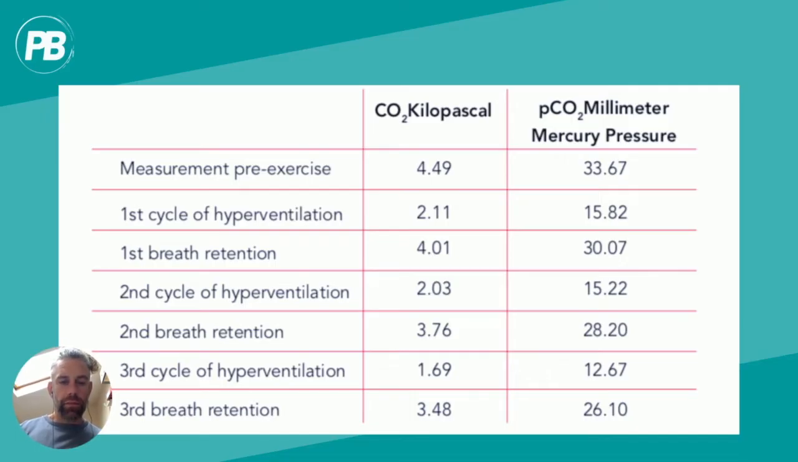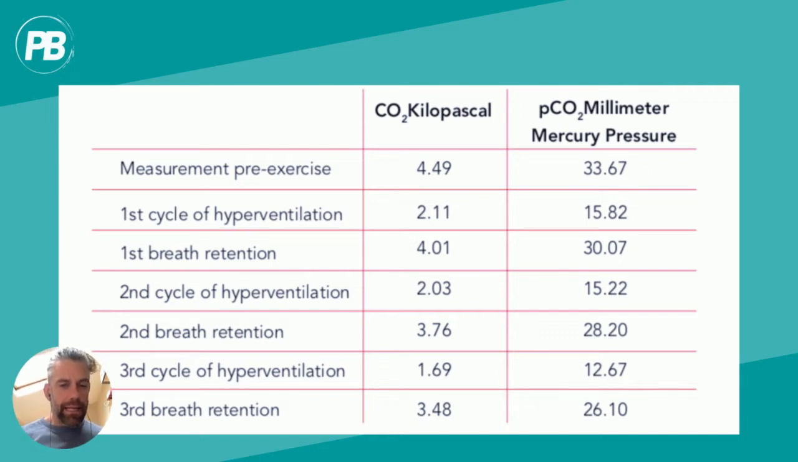Before they started doing the breathing exercise, the hyperventilation, 4.49. After one cycle of hyperventilation, it dropped down. Remember, we're over breathing, so we're getting rid of carbon dioxide. It dropped down by more than half, down to 2.11. Then we hold the breath. The oxygen is going to start to go down, CO2 is going to come back up gradually. After the first breath retention, we got that stimulus to breathe and would breathe in, but CO2 levels didn't go back up to where they were before. It went back up to only 4.01.